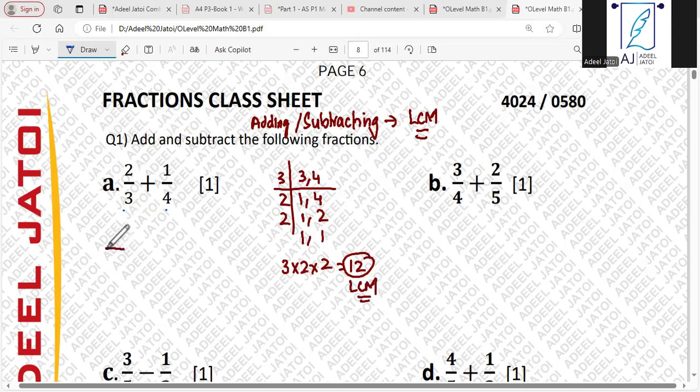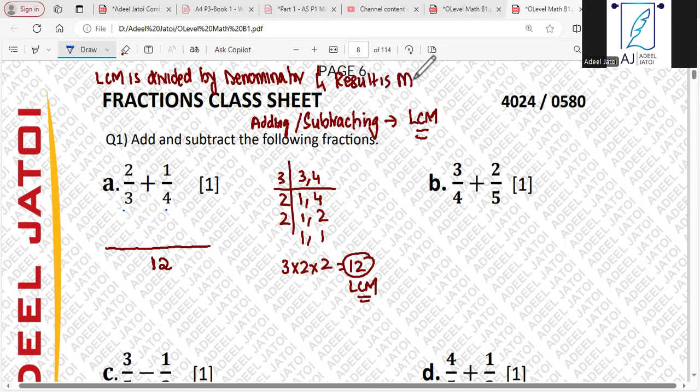Now, knowing that the LCM is 12, we make sure the denominator is the same for both fractions. The process is that the LCM is divided by the denominator, and the result is multiplied by the numerator. This is the process that we continue.